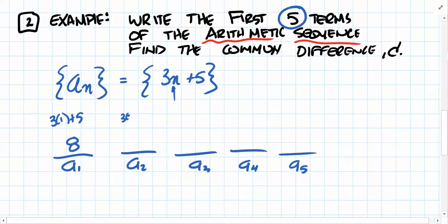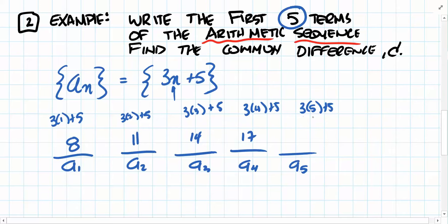To get the second term, I'm going to go 3 times 2 and add 5. 3 times 2 is 6, and 5 makes 11, sorry. For the third term, 3 times 3 is 9, and then plus the 5, that's going to give me 14. Sorry about that, guys. The fourth term, I'm going to do 3 times 4 and add 5. That's 12, and 5 makes 17. And then for the fifth term, I'm going to do 3 times 5 and add 5. That's 15, and 5 makes a grand total of 20. So there are the first 5 terms, and the common difference in this case should be the number 3.